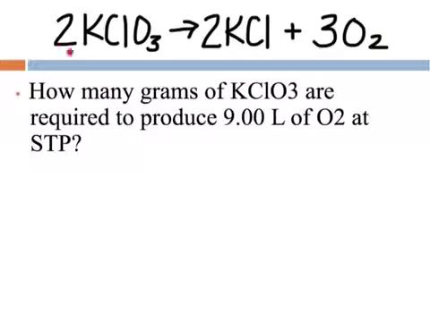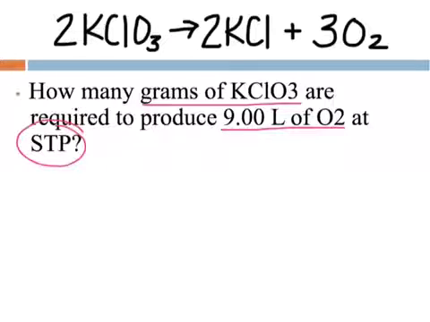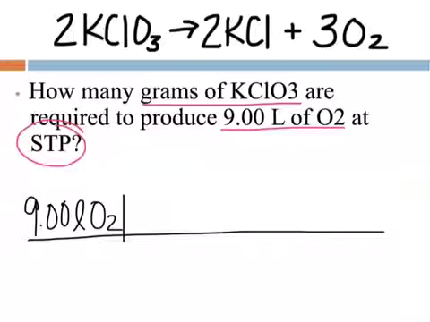So here's a problem with potassium chlorate forming potassium chloride and oxygen. It says how many grams of potassium chlorate are required to produce 9 liters of O2, and this is saying at STP. If it doesn't say that in the problem, you can just assume that I mean at STP. So start with what you know. You know 9 liters of O2, and think about where you need to go. You're going to go from liters to grams.